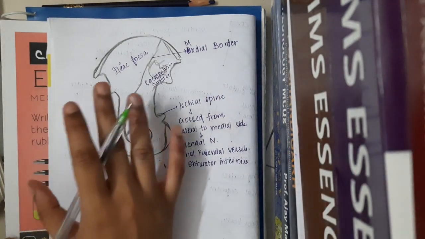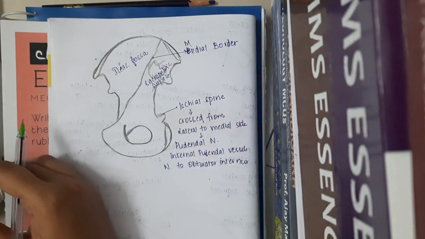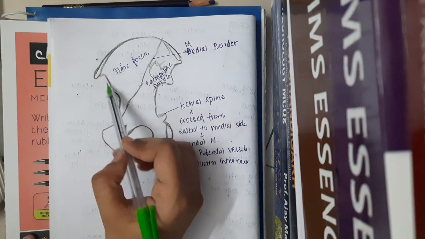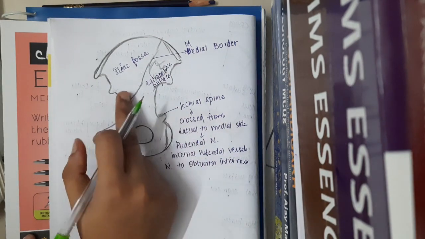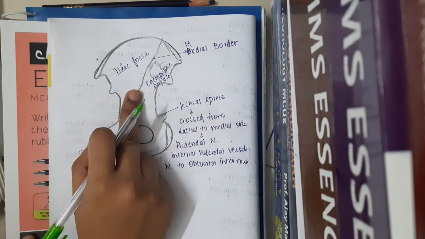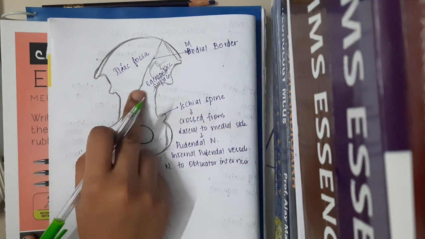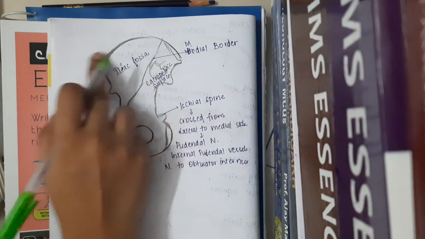Now we will learn about the surfaces. Surfaces, if you see, this is iliac fossa. So iliac fossa is a shallow concave surface. Okay, this actually gives rise to the muscle iliacus in the upper 2/3.